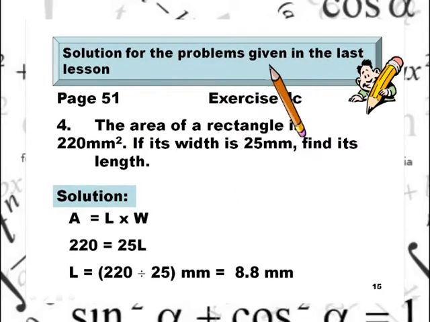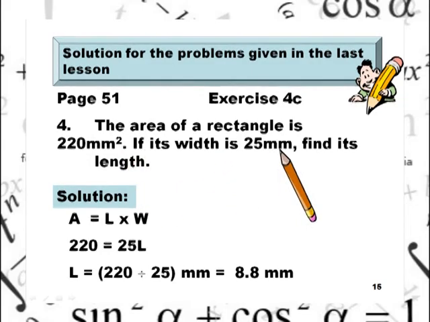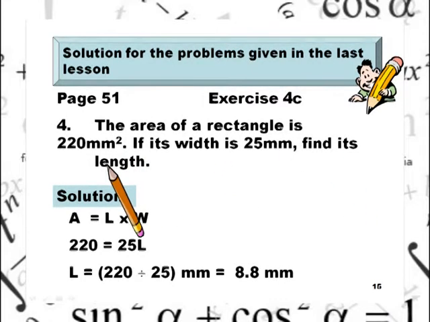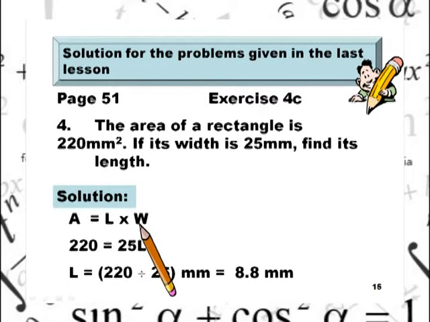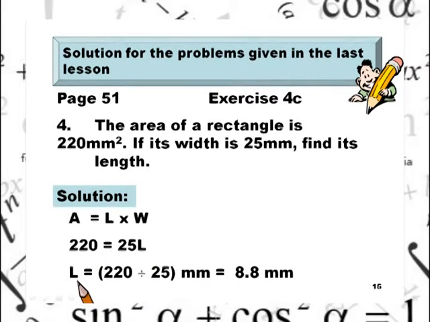Solution for the problems given in the last lesson. It was on page 51, exercise 4C, question 4. The area of a rectangle is 220 millimeters squared. If its width is 25 mm, find its length. Solution. Area A equals length by width. 220 equals 25 L. L is equal to 220 divided by 25 mm equals 8.8 mm.